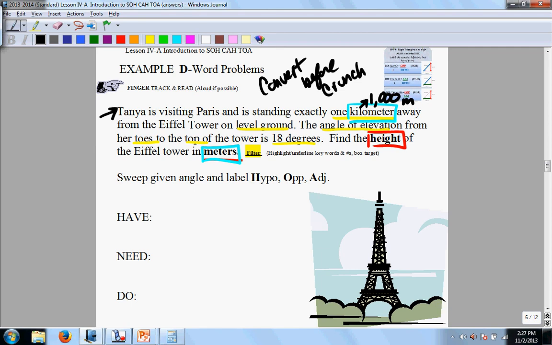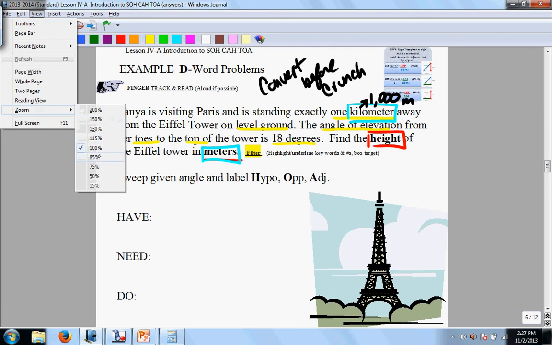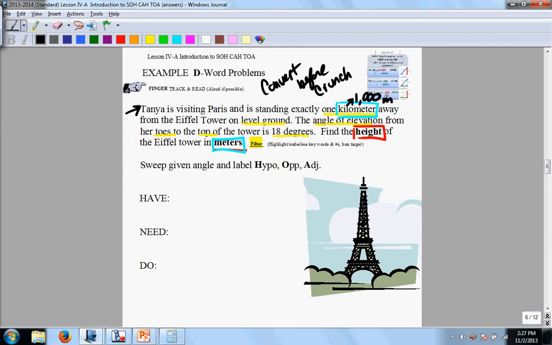Now, before you can do have, need, do, you need a triangle to begin with. So let's try to visualize what we have. We have Tanya, she's standing 1 kilometer away on level ground. So here's our level ground. And here's Tanya standing 1 kilometer away. We're going to use meters because we want our answer to be in meters. So she is standing 1,000 meters away from the Eiffel Tower.